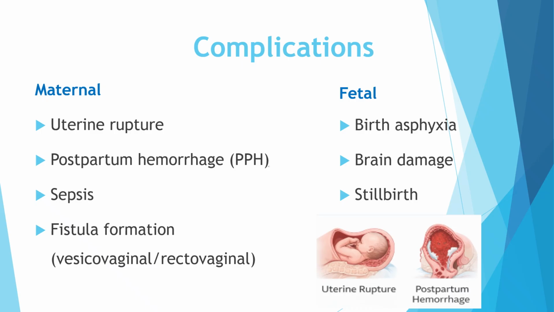Because labor is prolonged, there is a high risk of infection or sepsis. In some cases, prolonged pressure can damage tissues and lead to abnormal openings called fistulas, where urine or stool may leak uncontrollably. For the baby, the main problem is lack of oxygen. This can lead to birth asphyxia, brain damage, or even stillbirth if not treated in time. So overall, obstructed labor is a serious condition that needs quick intervention to prevent these complications.